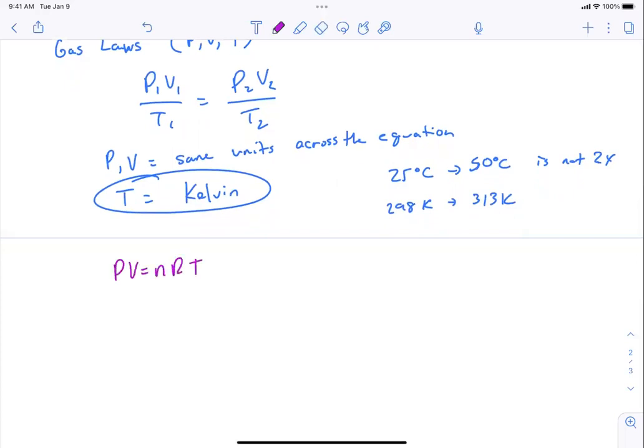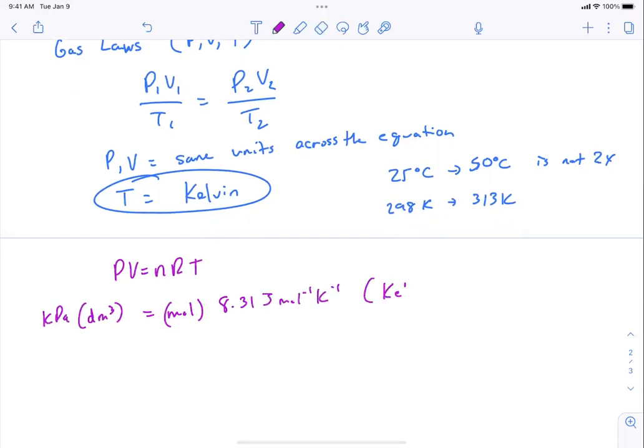Now, the ideal gas law, PV equals nRT. This one is particular in its units. Generally, pressure is in kilopascals and volume in decimeters cubed, which is equal to moles times 8.31 joules per mole per Kelvin, which is why the temperature is also in Kelvin.